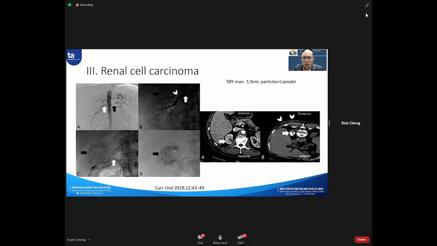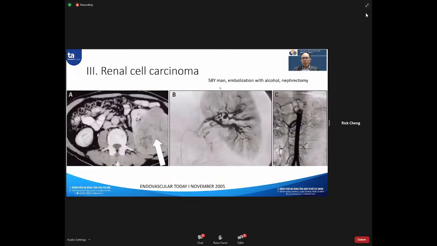So how do they use the lipiodol? If they use the lipiodol mixed with particle, it's easy for you to see on CT scan after the procedure, and you can do the IFA, it's very easy to recognize where the tumor is.